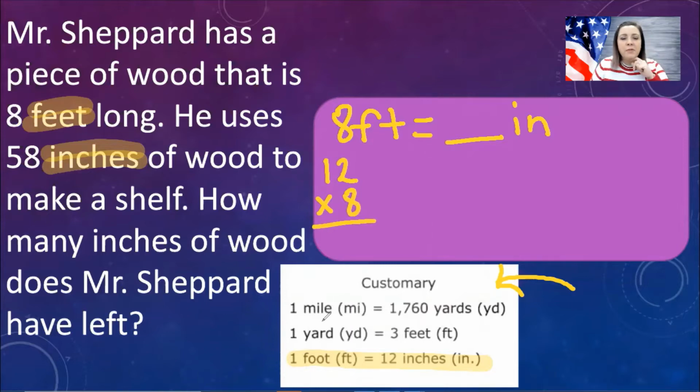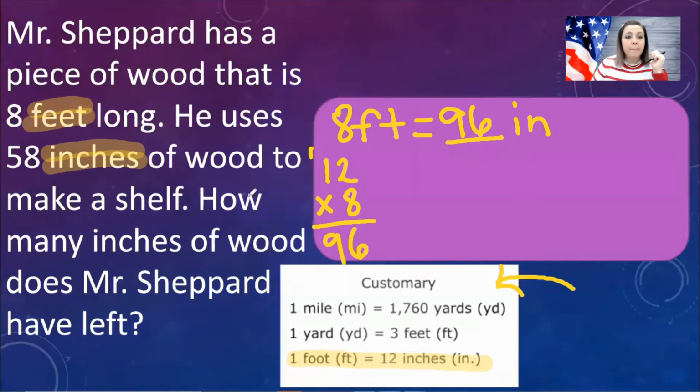And when I multiply those two numbers together, what do I get? Very good, 96. So that tells me that in 8 feet, there are 96 inches. Now, this was only step 1 of our problem. Now we have to figure out what we need to do to solve the problem.